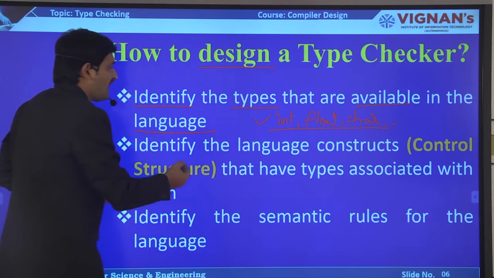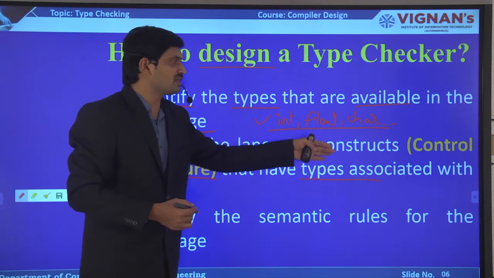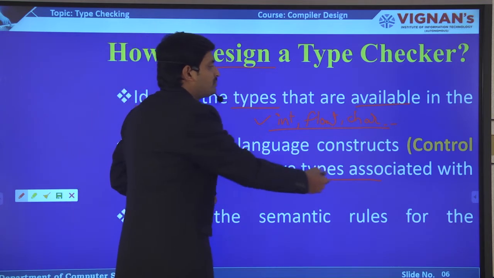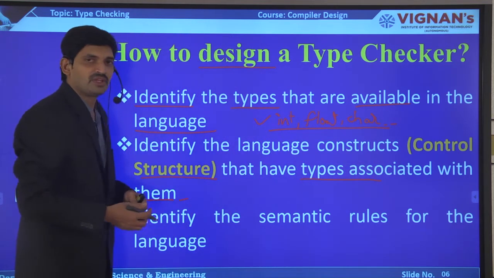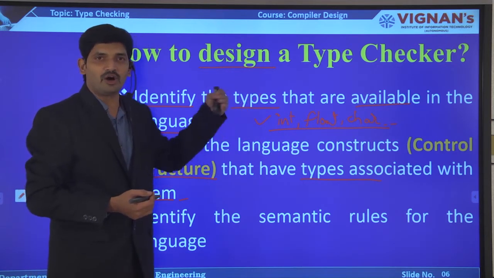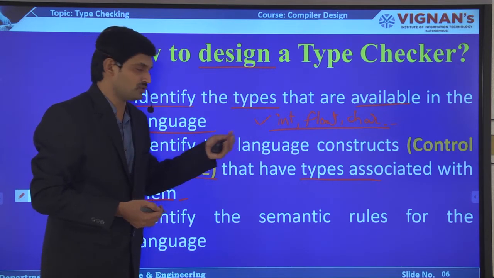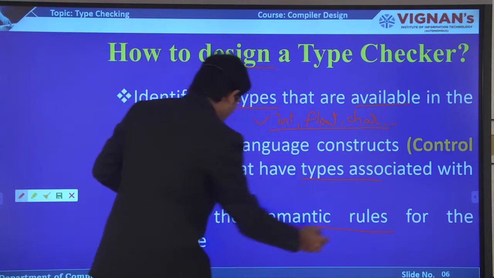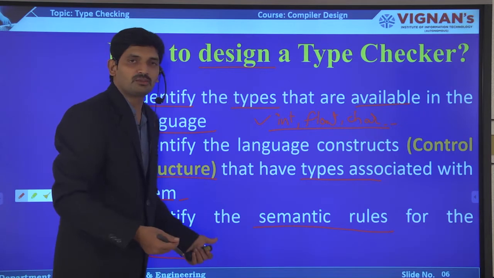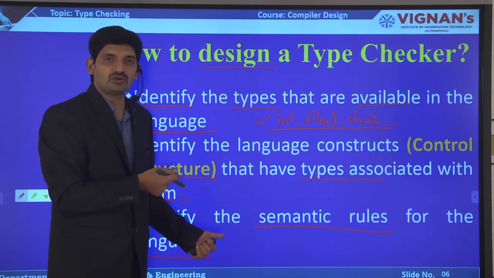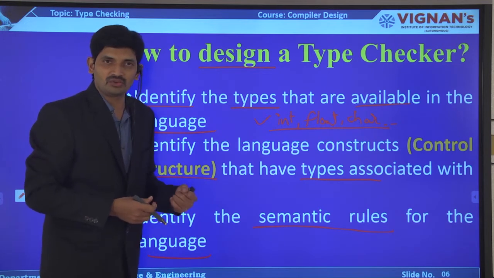Okay, next, we have to identify the language constructs, that means the control structures that have types associated with them. We have to think about what the various control structures are, what the operations are, and what the syntax and semantic rules are. Finally, identify the semantic rules for the language. This is the most important point. We have to think about what grammatical rules we have to follow for a particular language.